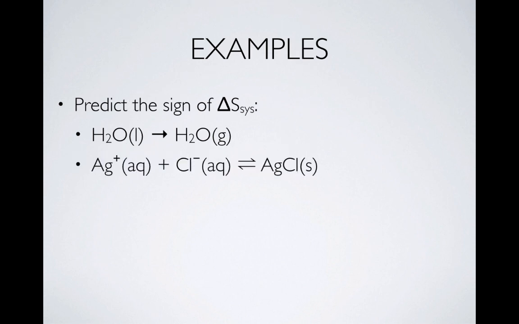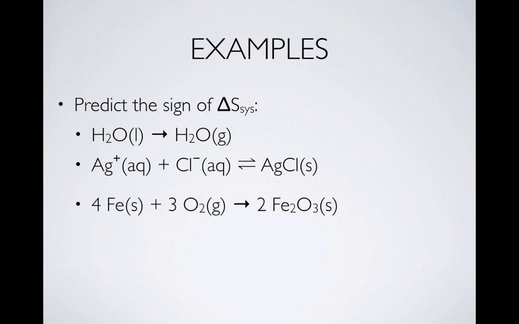Here we have an association, a precipitation reaction of silver and chloride ions turning into silver chloride. For this, we have individual ions coming together to form a solid. So we would predict the sign of delta S here to be negative. We are losing entropy here. The system becomes much more ordered in forming that precipitate.